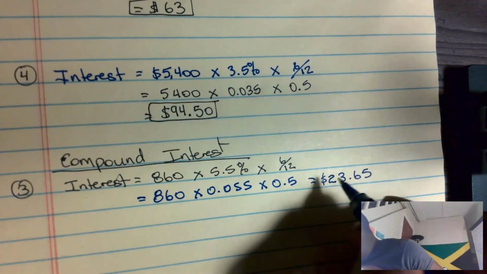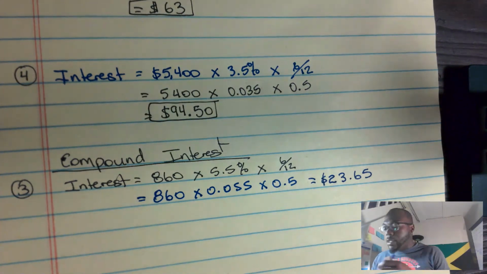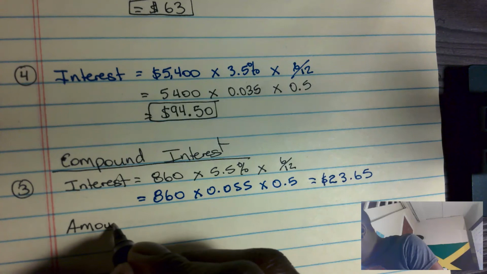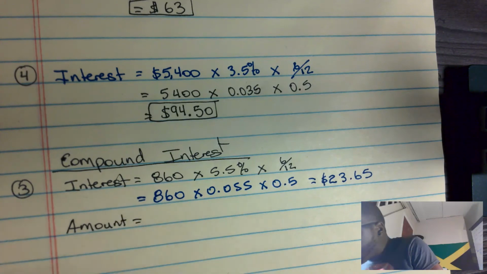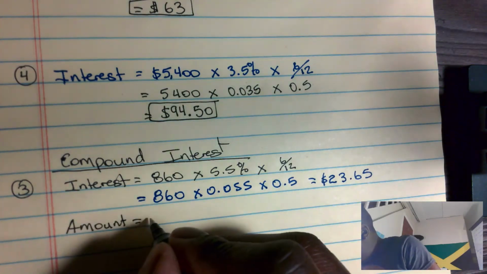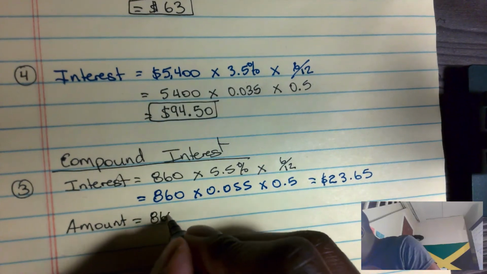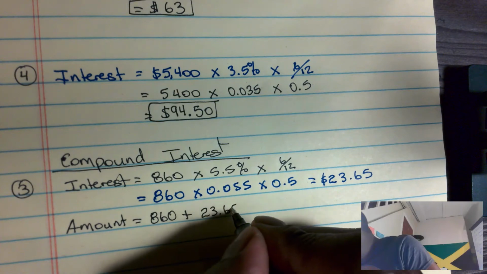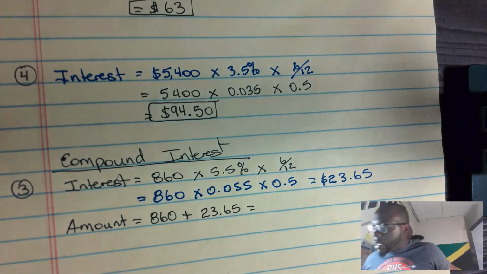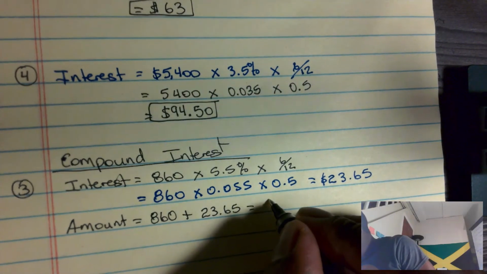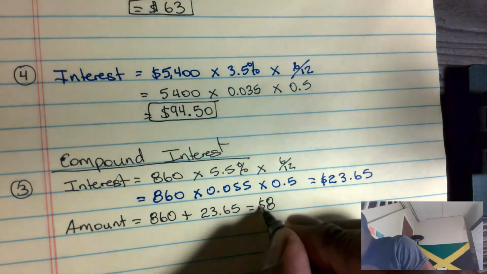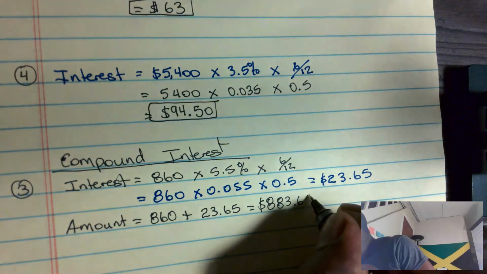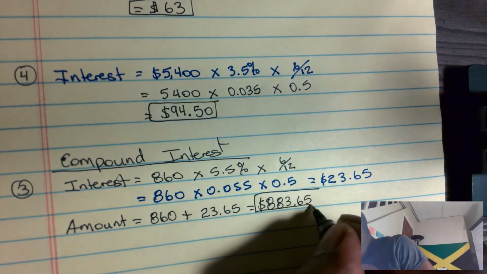With compound interest, we know that we're going to have to find the amount. My new amount is going to be my principal, which is 860, plus my interest, which is 23.65. When I add this together, I'm going to get 883.65. So this is my new amount.